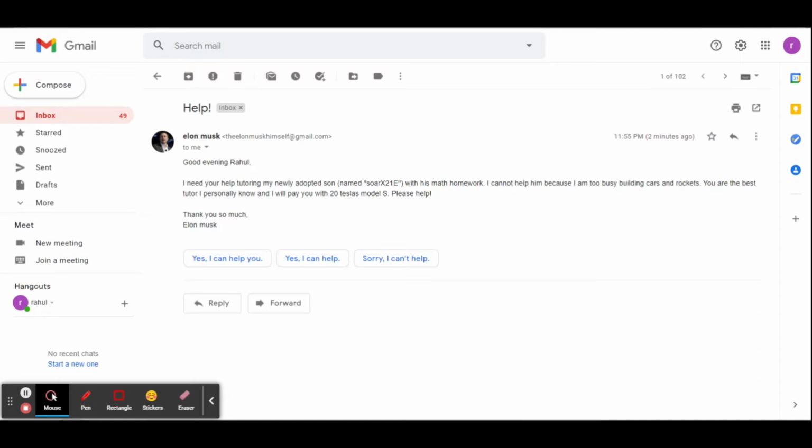Good evening, Rahul. I need your help tutoring my newly adopted son named Solar X21E with his Mac homework. I cannot help him because I'm too busy building cars and rockets. You are the best tutor I personally know, and I will pay you with 20 Tesla Model S's. Please help. Thank you so much, Elon Musk.